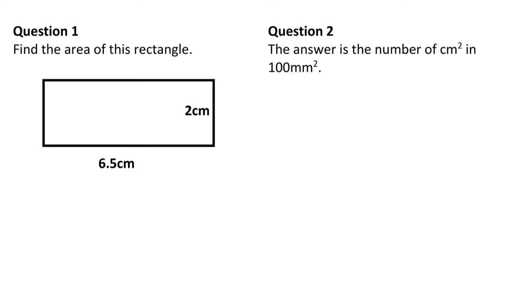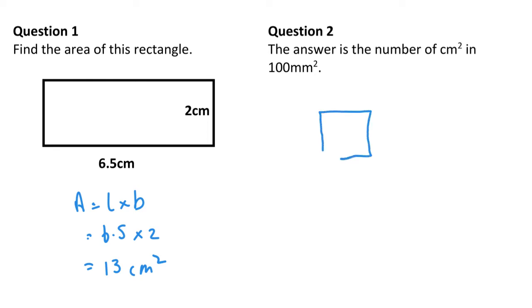So what we have is that area is length times breadth, which is 6.5 times 2, which is 13 squared centimetres. Question 2, the answer is the number of squared centimetres in 100 squared millimetres. So if we think about where that 100 squared millimetres has come from, if we had a square and the area was 100, then the dimensions could have been 10 millimetres by 10 millimetres. And that would give us an area of 100 squared millimetres.